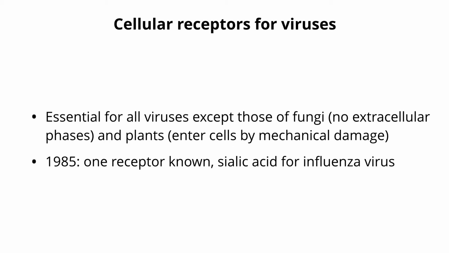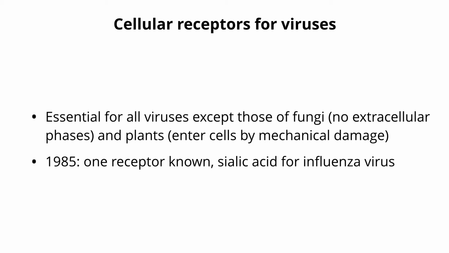So a virus receptor is needed for all the viruses we talk about, with the exception of viruses of fungi and viruses of plants. Viruses of fungi apparently never leave the cell. It's very interesting. They stay within the cytoplasm where they replicate, and then when the cell divides, the virus goes to the next cell. Viruses of plants do have extracellular phases. They get out of plant cells, but they get into cells by mechanical damage, either by an insect or a nematode or farm equipment damaging the plant. This introduces viruses into plant cells.